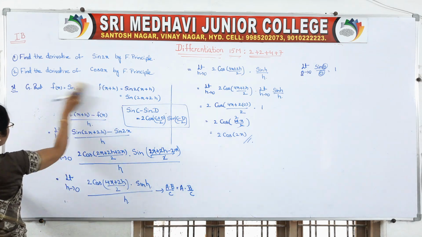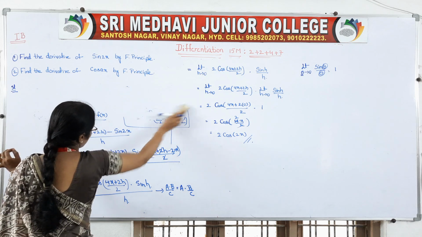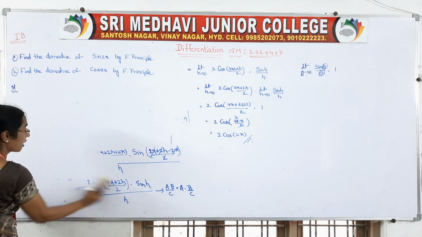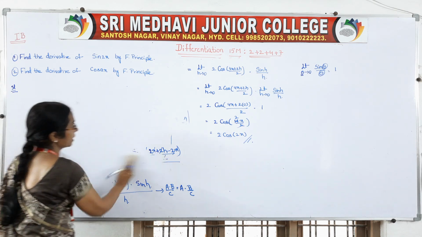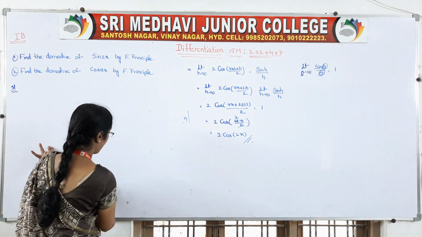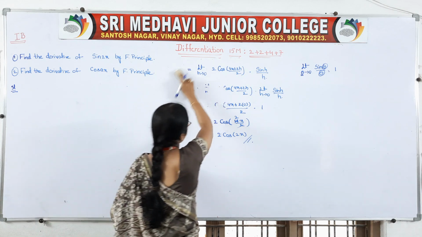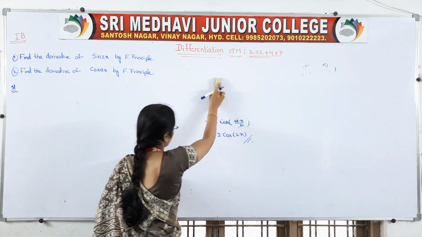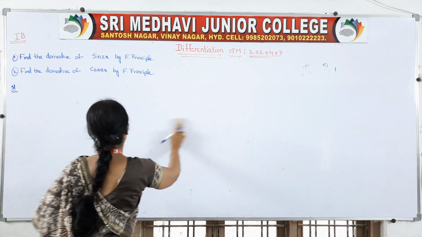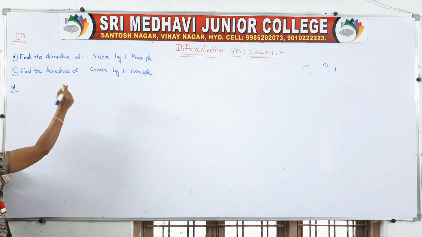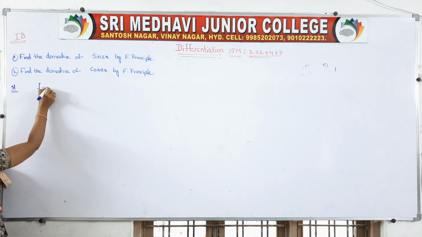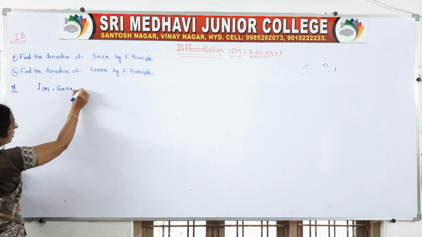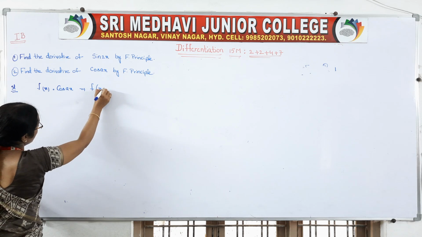Now come to the second question. What is your second question? It is cos ax. Find the derivative of cos ax by first principle. So how can we find it? Same thing. First we take the given value as f of x, then find f of x plus h. So take the function f of x equal to cos ax, which implies f of x plus h.